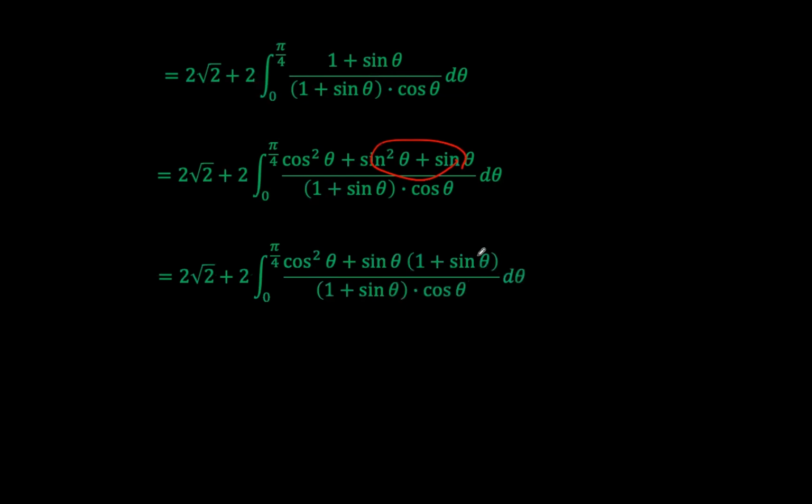Now we can separate this as two separate fractions. So we have cosine theta over 1 plus sine theta, because with cosine squared divided by cosine, one cosine goes away. And here, as you can see, sine theta times 1 plus sine theta divided by this, so this and that will cancel. So we have sine theta plus cosine theta. Now this is very easy to integrate, right?